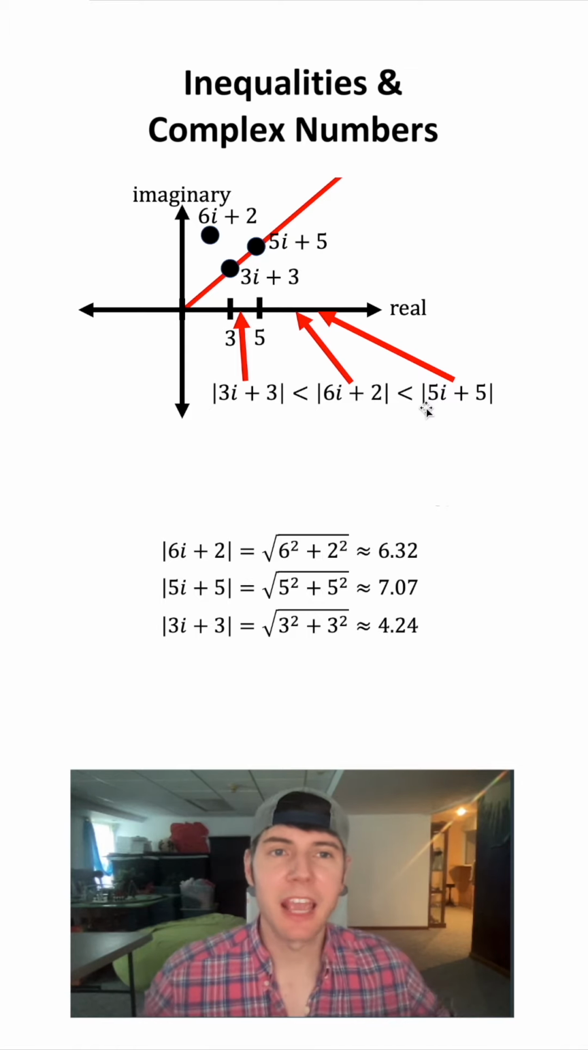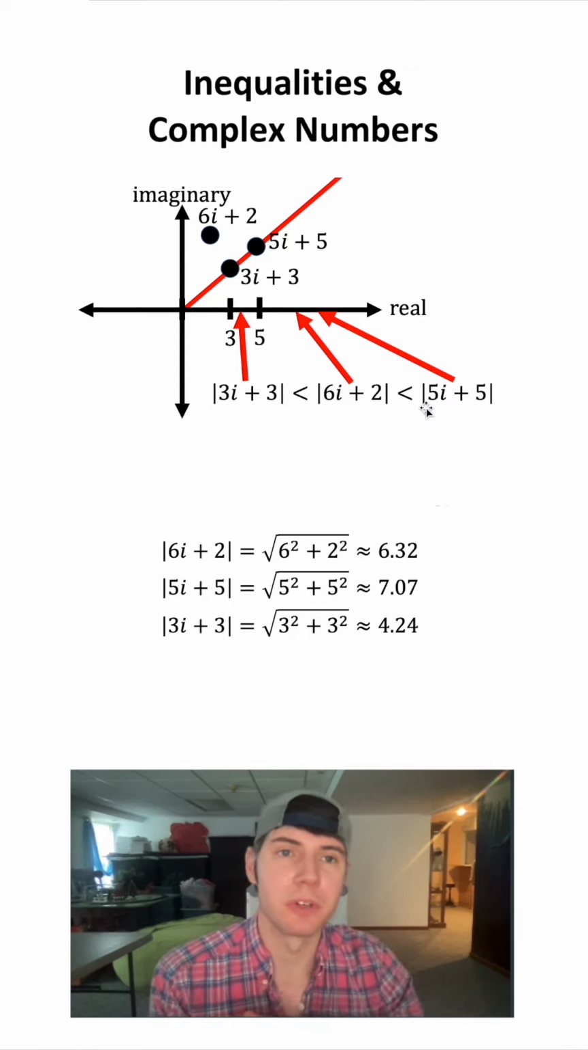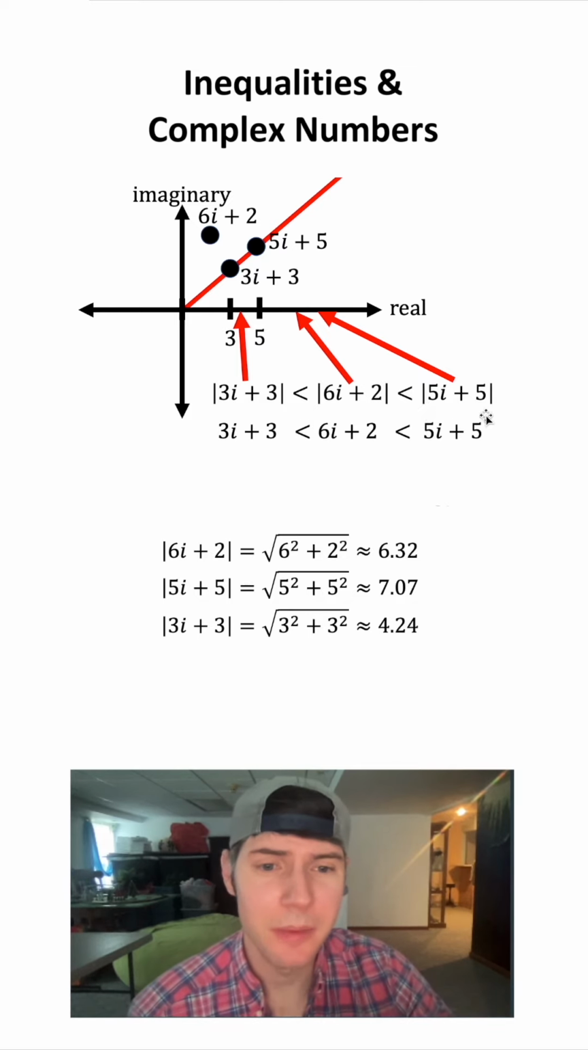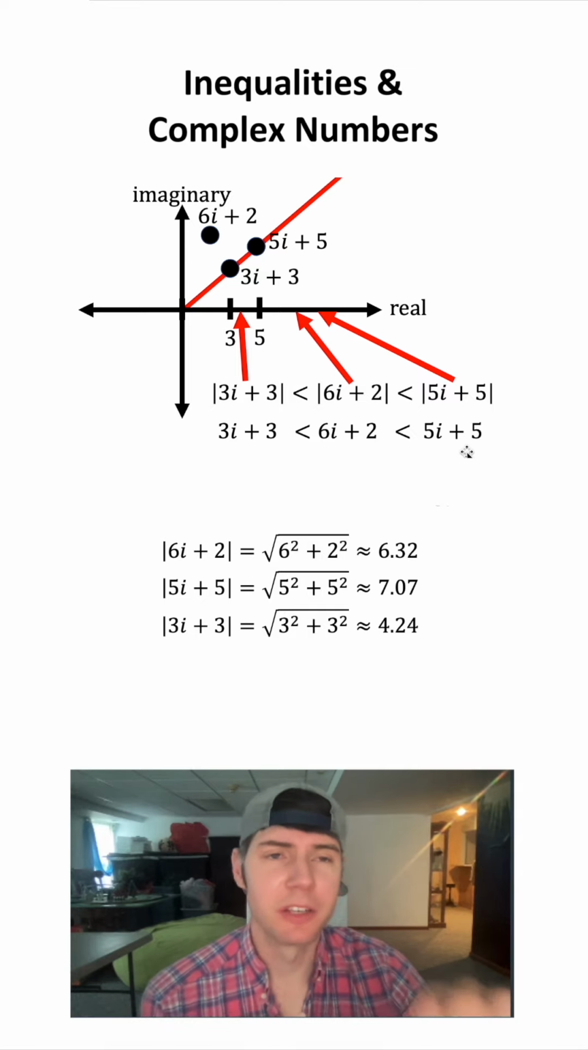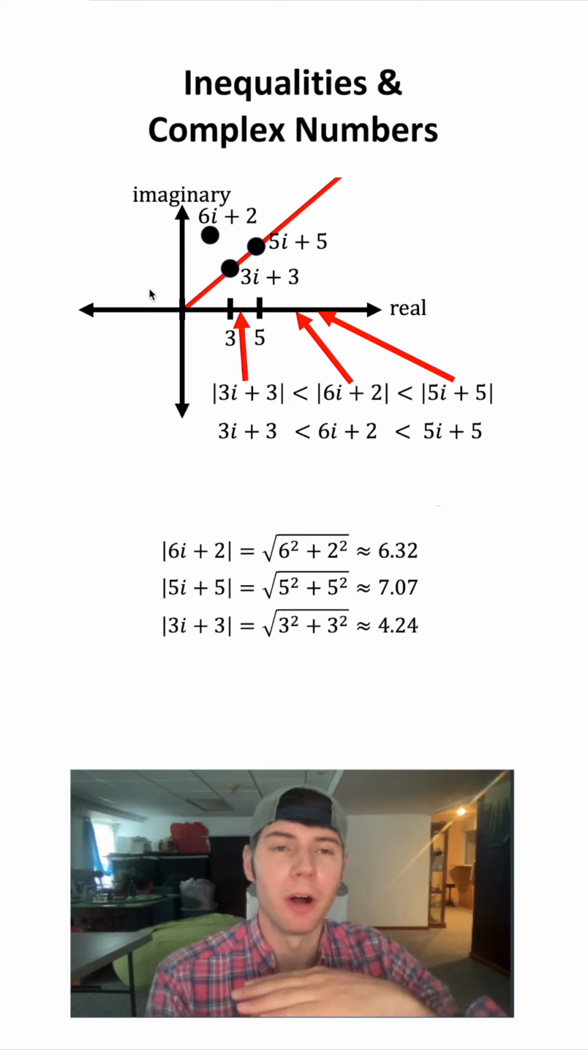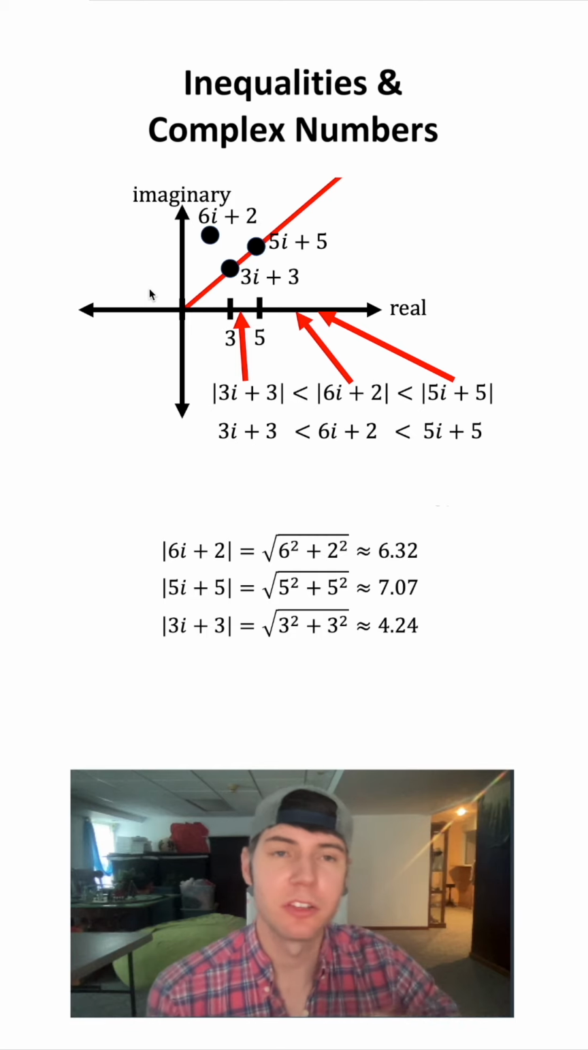So magnitudes can be compared. It's clear which one's greater, which one's less, because they're put on a line. Can we say the same thing about the numbers themselves, not just their magnitudes? And the answer is no, because we can't fit them all into one line in a certain order, because it's a two-dimensional plane.